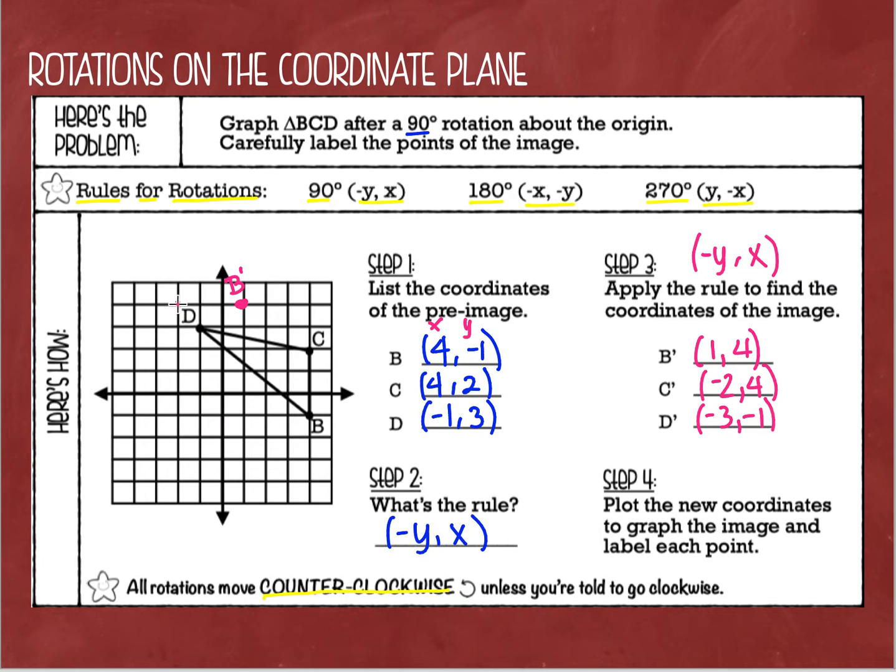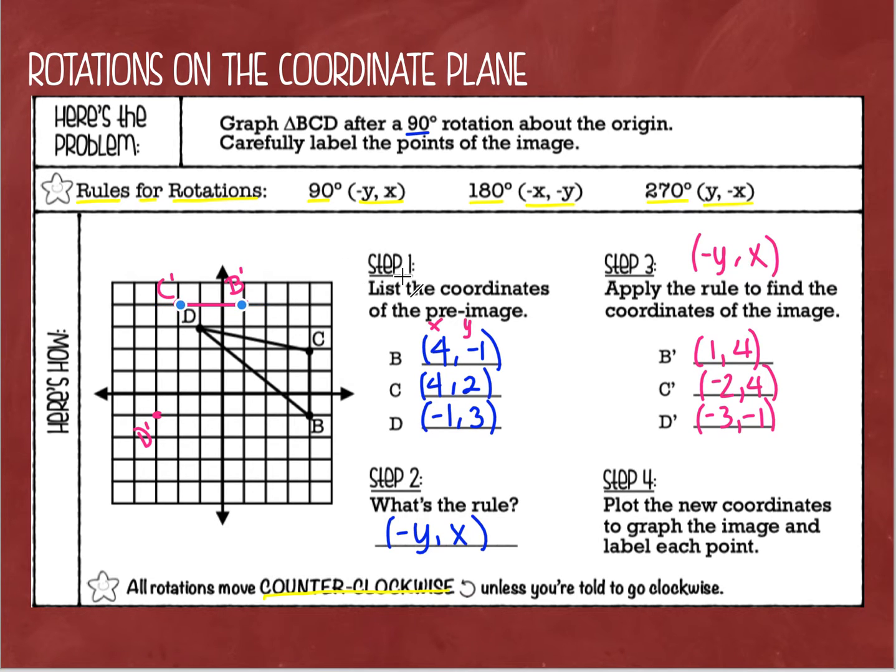-2, +4 is right here, so that's point C. And then -3 and -1 is down here, so this is point D. Right? When you're rotating figures, they very rarely look anything like they did to start out with. So that's why it's a really, really good idea to label your points as you go.